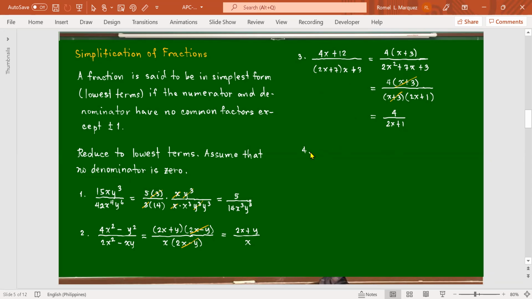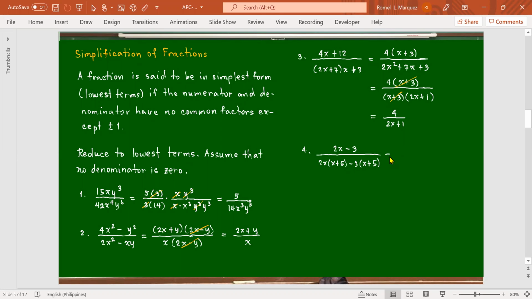Number 4. What about if I have 2x minus 3 in the numerator, and then the denominator, I have 2x times x plus 5, minus 3 times x plus 5. Okay, guys? 2x minus 3, there is 2x, then there is -3 here, but it's not a factor, that 2x and the -3 here.